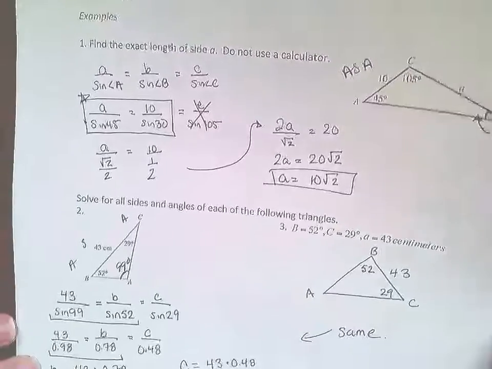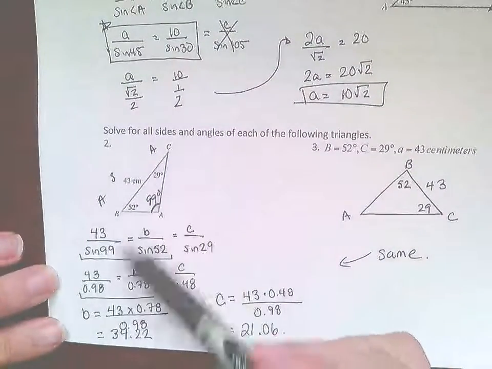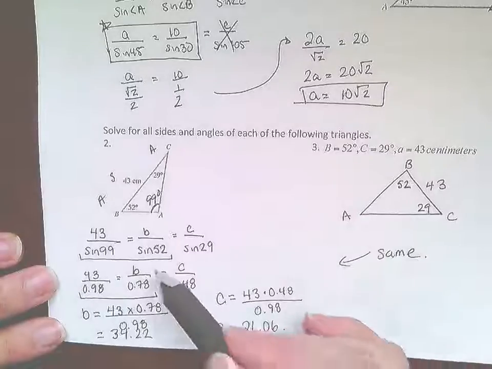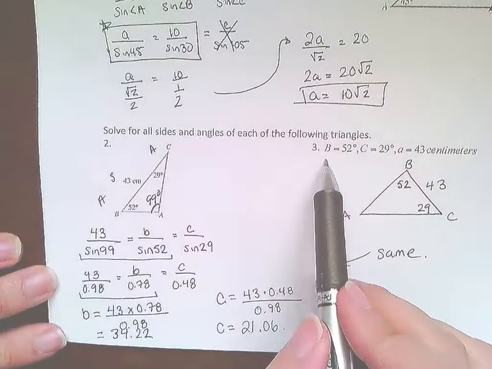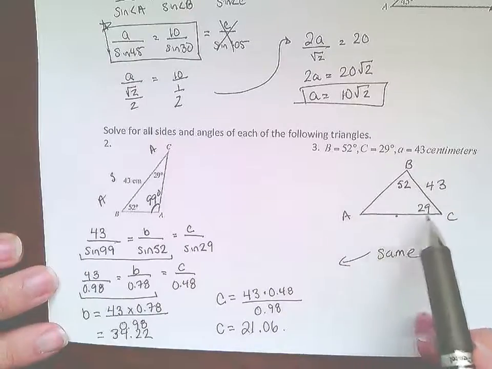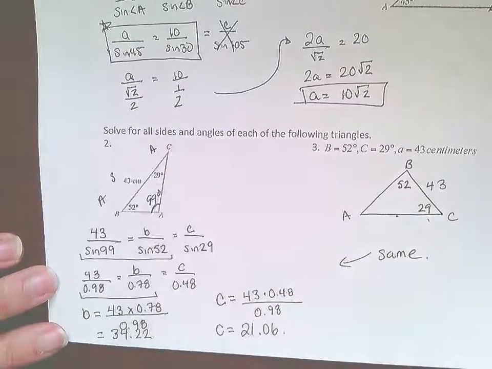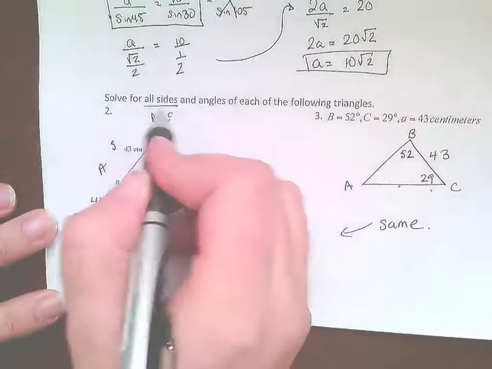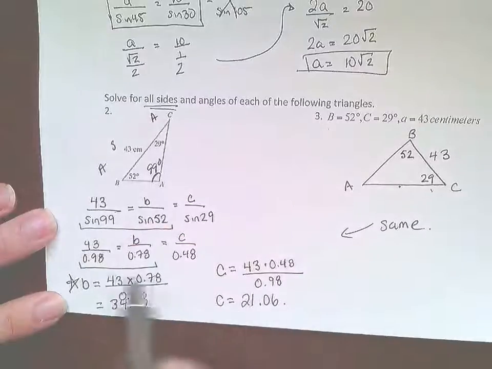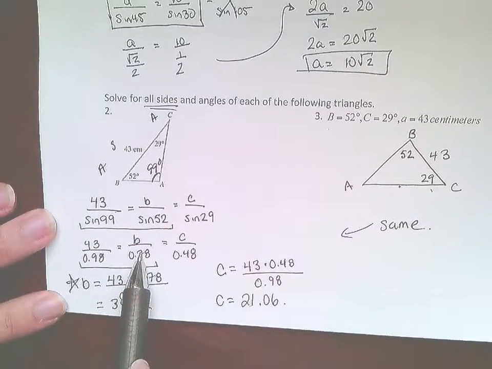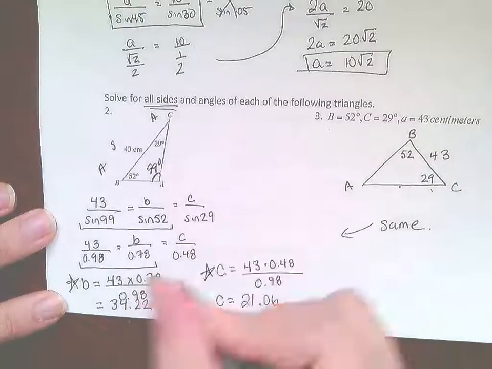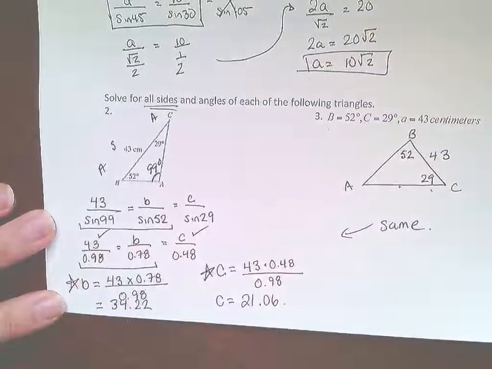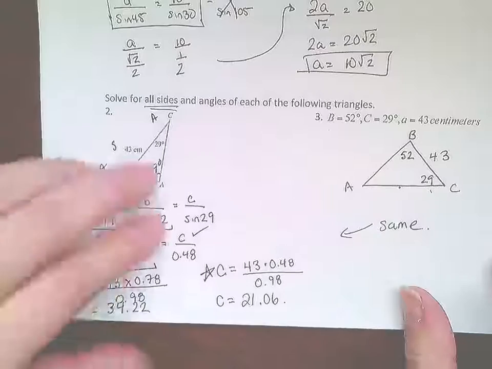Alright, the next problem down here, I asked you guys to do numbers 2 and 3. Number 3 is the same thing as number 2, except they give you the information and you have to draw out the triangle, but you'll notice that when you draw out the triangle, it ends up being the same. So here's that problem. You can stop it, and this one says solve for all the sides. So first I solved for b using these two ratios, and then I solved for c using these two ratios, and I just took b out. Okay?